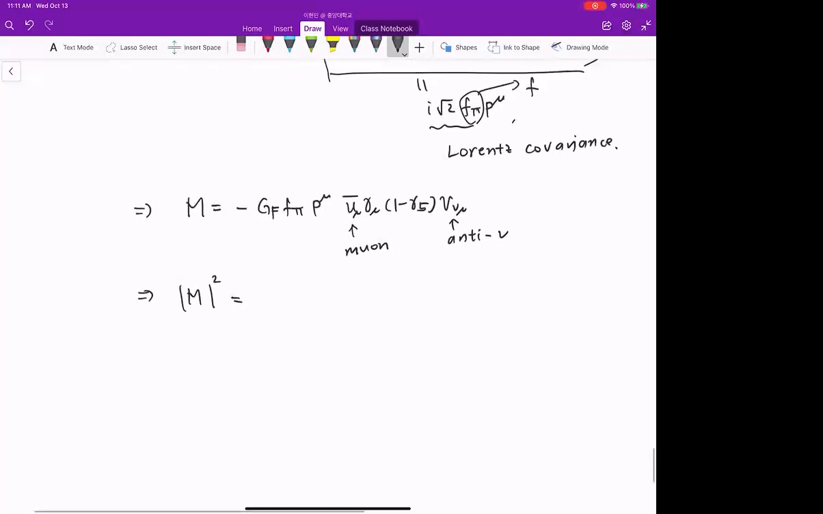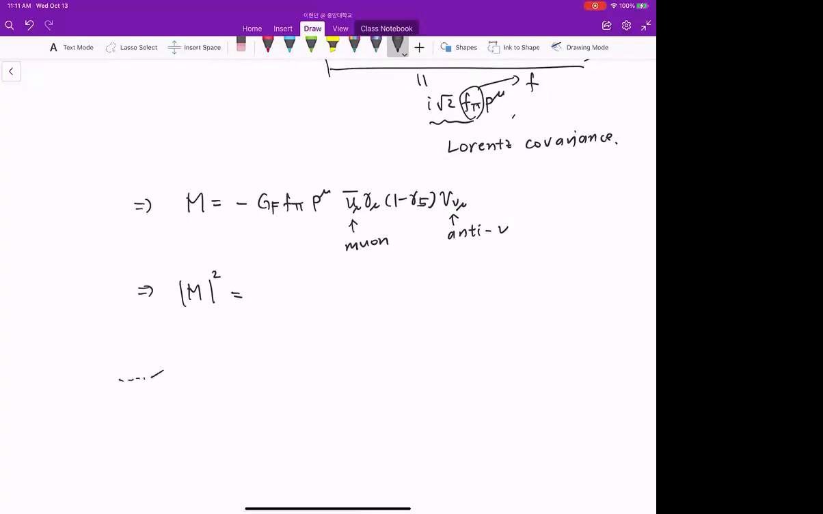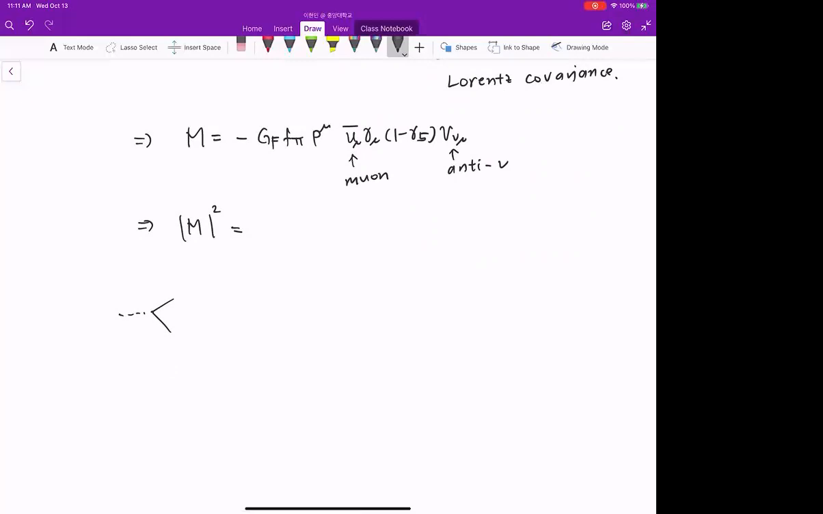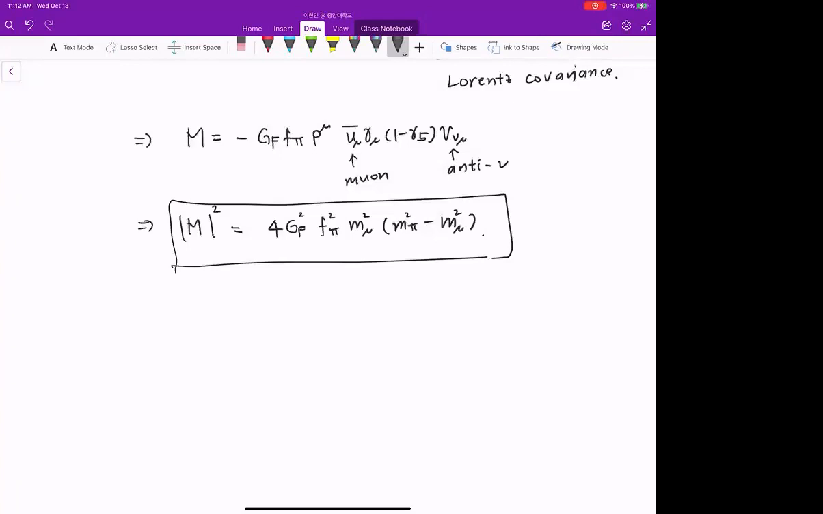And just I'm writing, the computation will be done later on, but let me just write down. Okay, maybe it's too early to say. So let me just give you a result. Maybe one page calculation. After one page calculation, you will obtain this decay amplitude squared in this form in terms of G_F, which is the Fermi constant, F_pi, the meson decay constant, the muon mass, pion mass, etc. And from there, the decay rate.